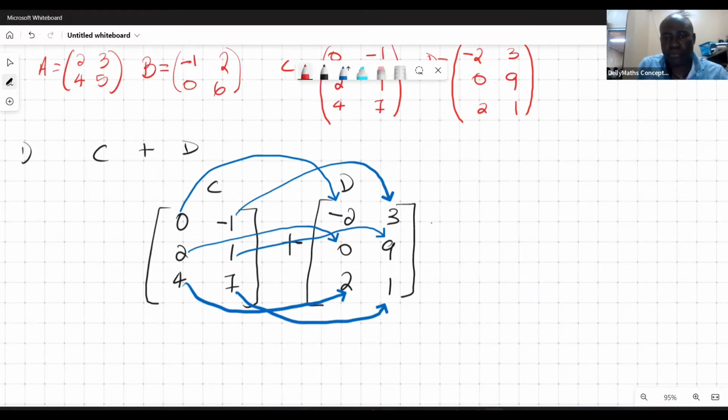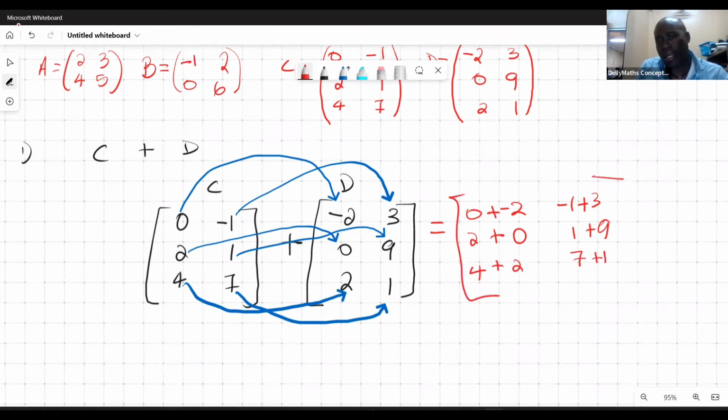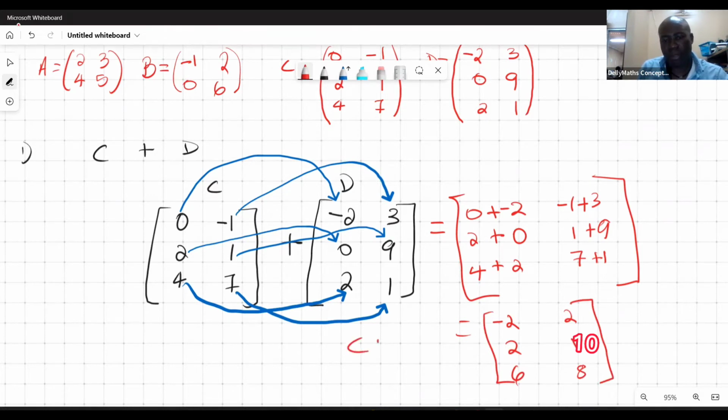Let's put those together. We're looking at 0 plus -2, and -1 plus 3, 2 plus 0, 1 plus 9, lastly 4 plus 2, and 7 plus 1. So there it is. We're adding the elements that are in the corresponding spot. 0 plus -2 is -2, then 2, 2, 10, 6, 8. So this is the result of adding matrix C plus matrix D.